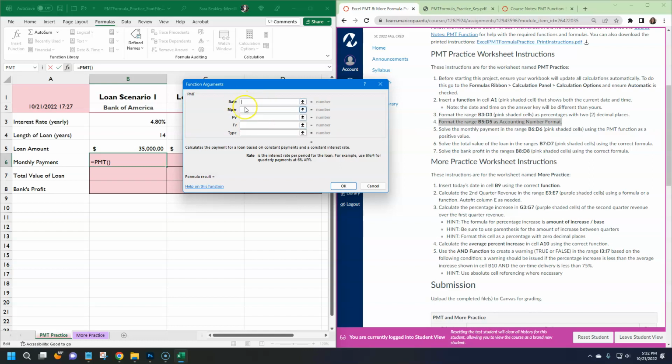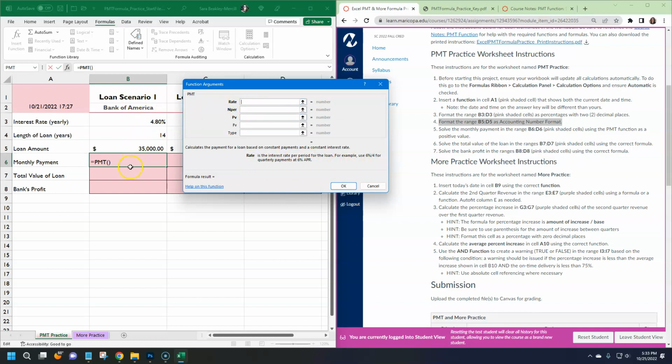So let's just go ahead and do the example so you can see how it's broken down. So the first one says it's the interest rate per period for the loan. For example, use 6% divided by 4 for quarterly payments. So if you had to pay something back 4 times in a year, you would divide this interest rate by 4 because it's for quarterly payments. All right. So let's look at our worksheet.